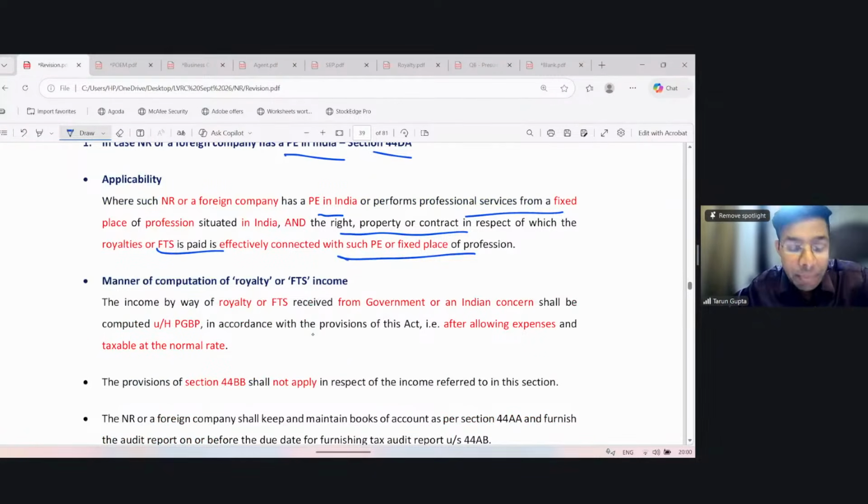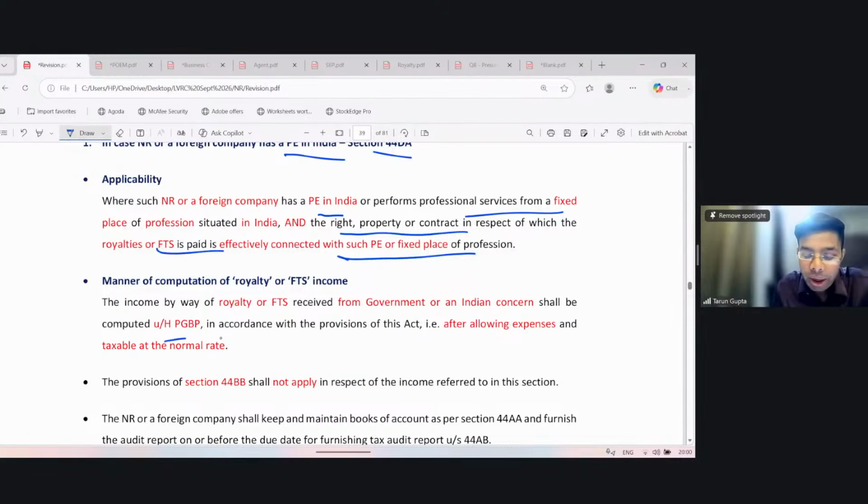Then it says the income by way of royalty or FTS from government or Indian concern shall be computed under PGBP in accordance with the provisions of this Act after allowing expenses and tax borne at normal rate. Then if the royalty and FTS are effectively connected with the PE, then such royalty and FTS shall be taxable on net basis after allowing the expenditure. The provisions of Section 44BB shall not apply in respect of income referred to in this section.